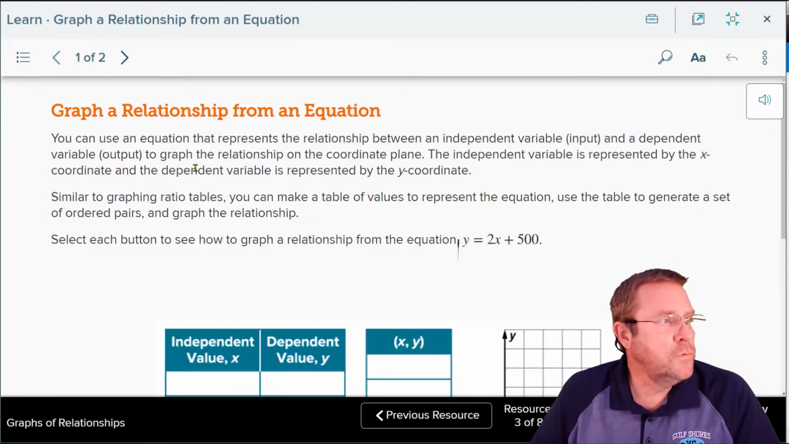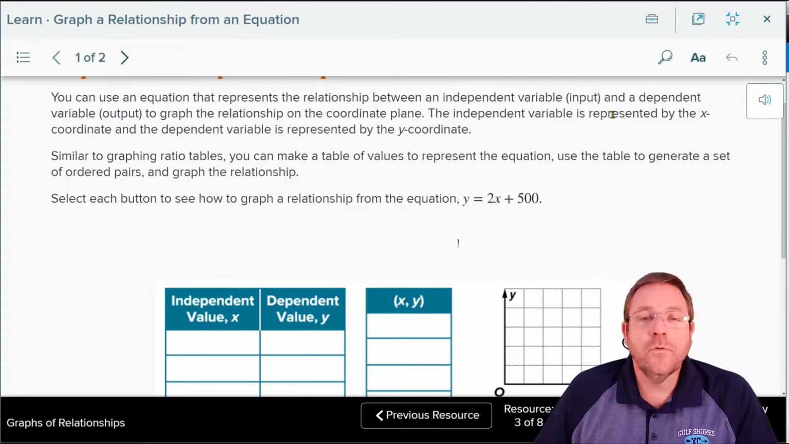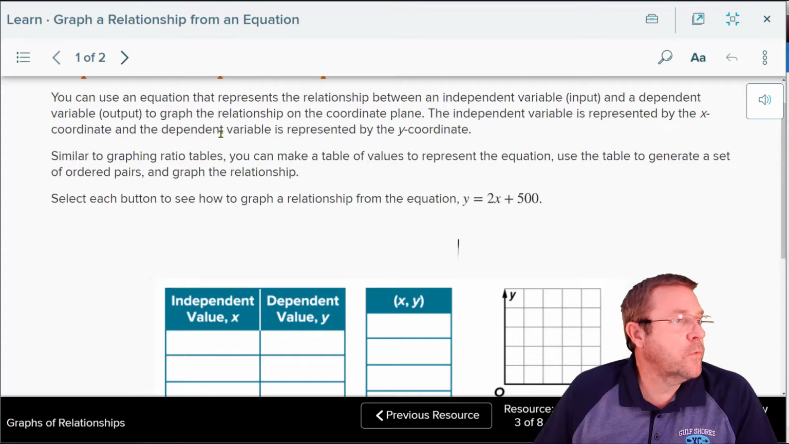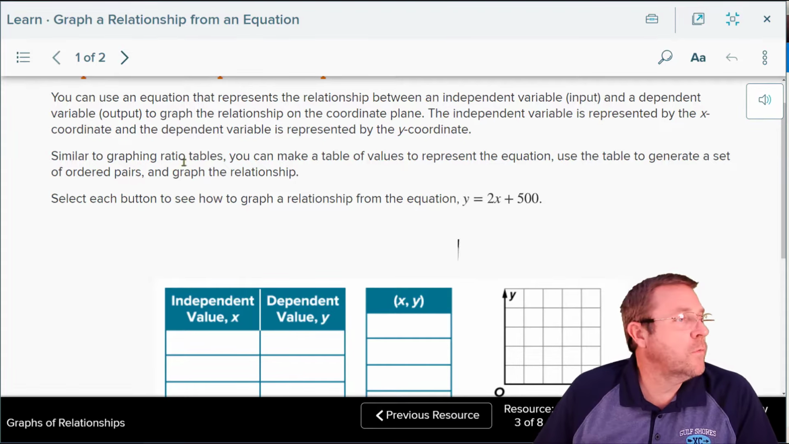Now you can use an equation that represents a relationship between an independent variable, also known as your input, and the dependent variable, also known as your output, to graph the relationship on a coordinate plane. The independent variable is always going to represent your x coordinate. Your dependent variable is always going to represent your y coordinate.